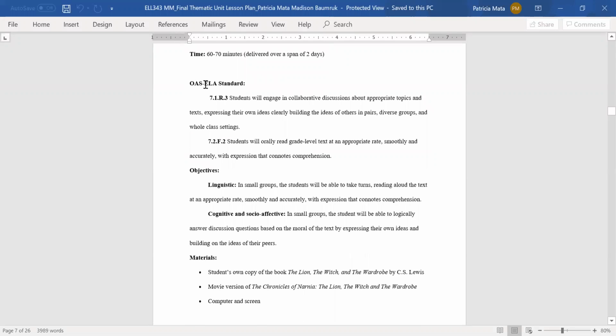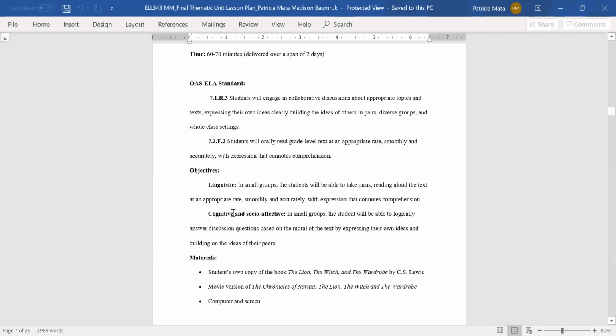So the Oklahoma English Language Arts, ELA standards would be, the first one would be students will engage in collaborative discussions about appropriate topics and texts, expressing their own ideas, clearly building on the ideas of others in pairs, diverse groups, and whole class settings. The second standard would be students will orally read grade level text at an appropriate rate, smoothly and accurately, with expression that connotes comprehension.